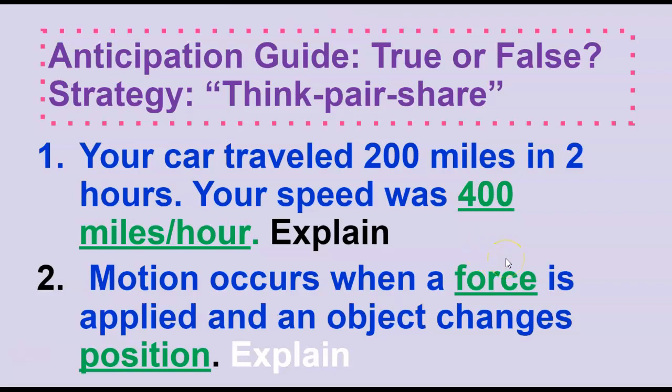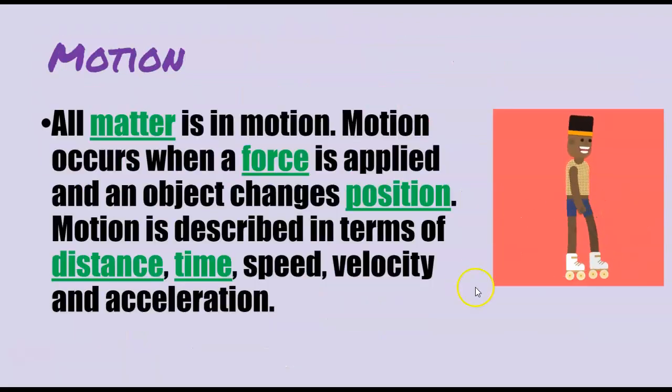You're going to write in true or false on the left-hand side for number 1 and number 2. Number 1, your car traveled 200 miles in 2 hours. Your speed was 400 miles per hour. True or false? Number 2, motion occurs when a force is applied and an object changes position. True or false? Please flip back to the notes.